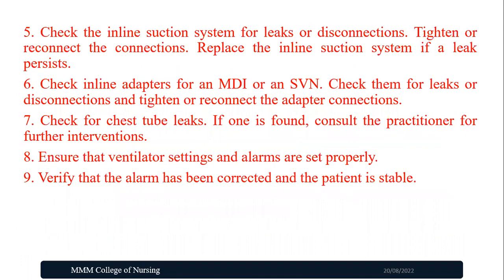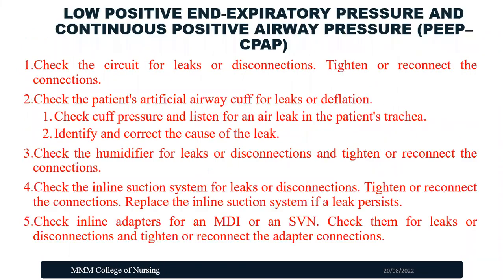Check the inline suction system, MDI or metered dose inhaler, or small volume nebulizer for disconnection, then tighten or replace it. If the patient is on a chest tube, check the chest tube for leakage. After that, once everything is corrected, check that the ventilator settings and alarms are set properly and the patient is stable.